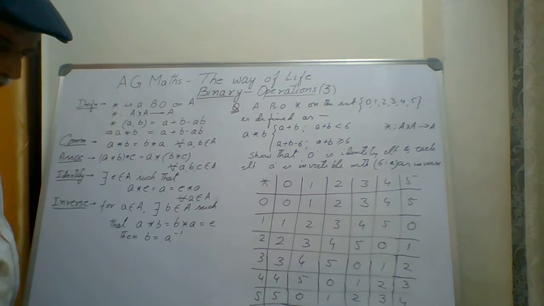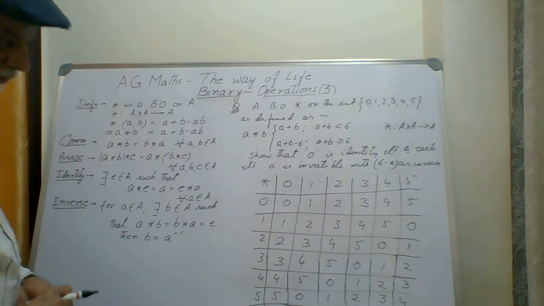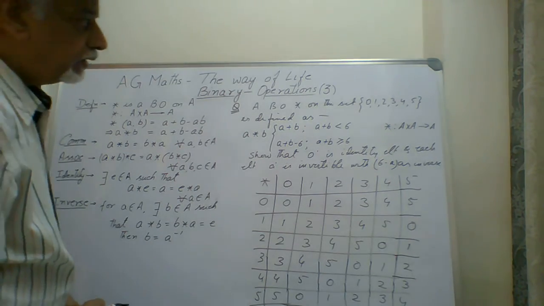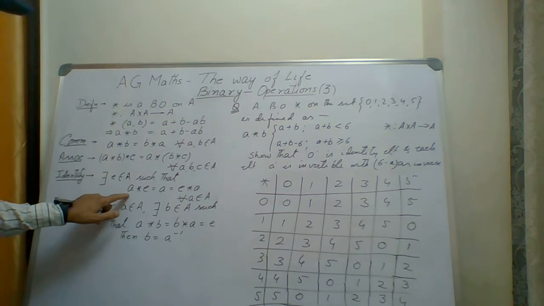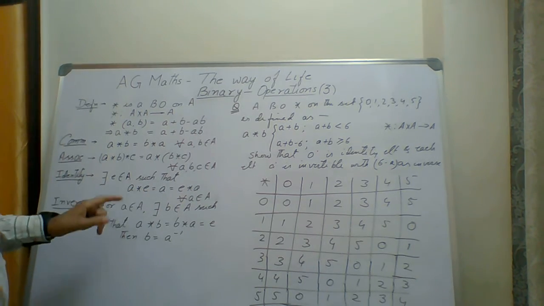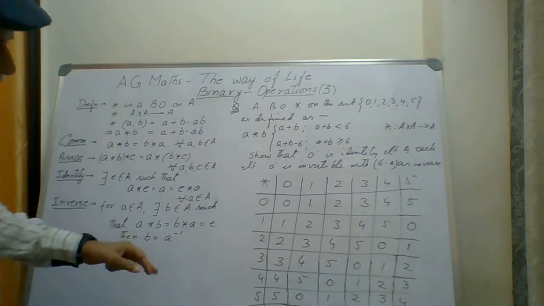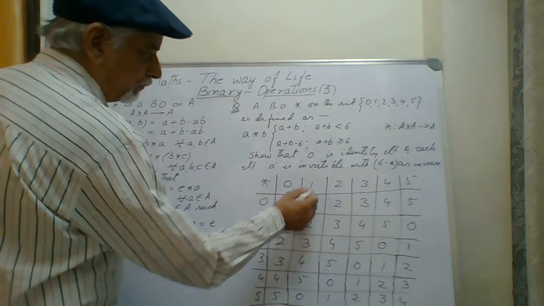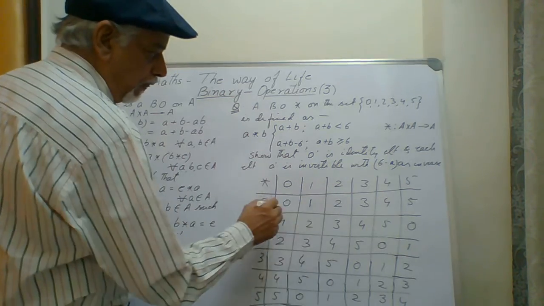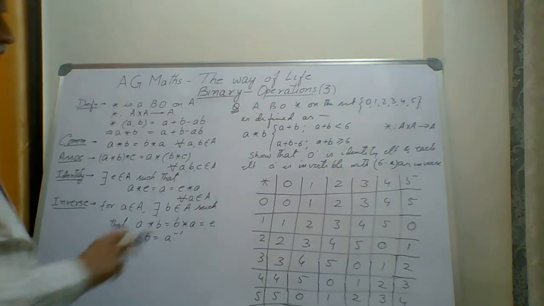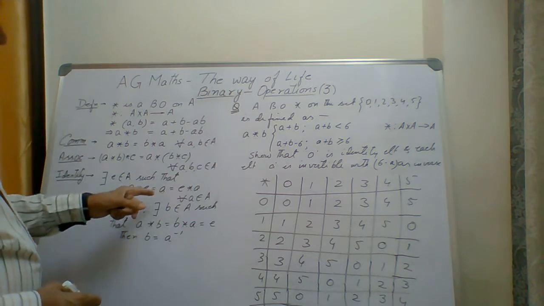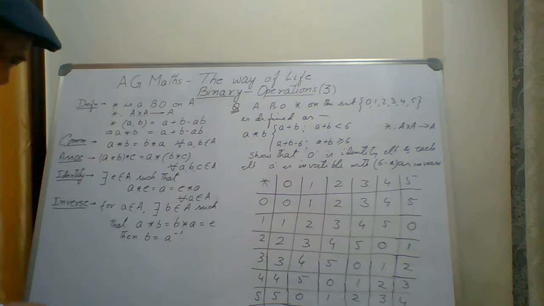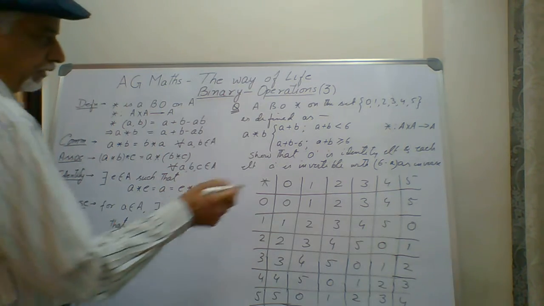Now we have to show that 0 is the identity element. How do we say that 0 is the identity element? We should have A binary E equal to A. So when we combine 0 with 0, we get 0. 0 with 1, we get 1. 0 with 2, we get 2. 0 with 3, we get 3. So when I combine 0 and 1, I get the same element. So that is correct. And if we take any element with 0, then also we get it.